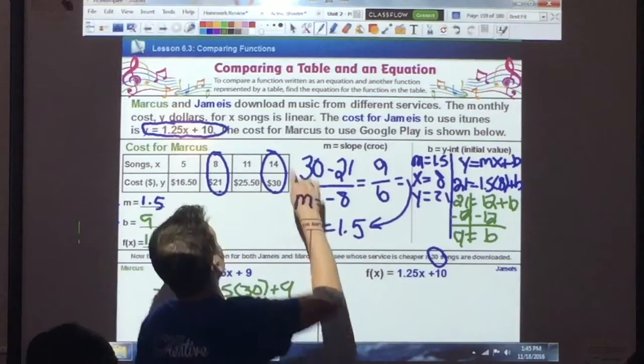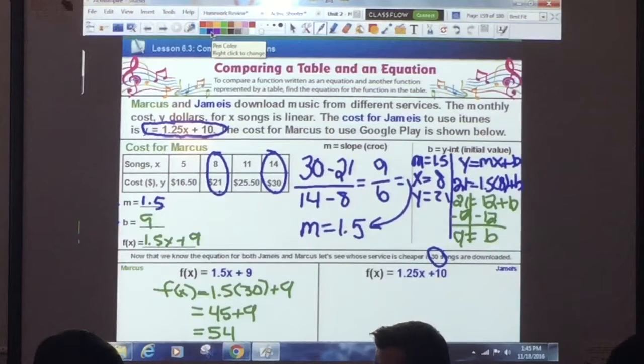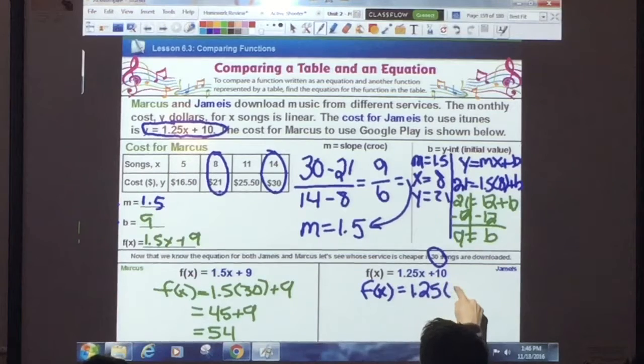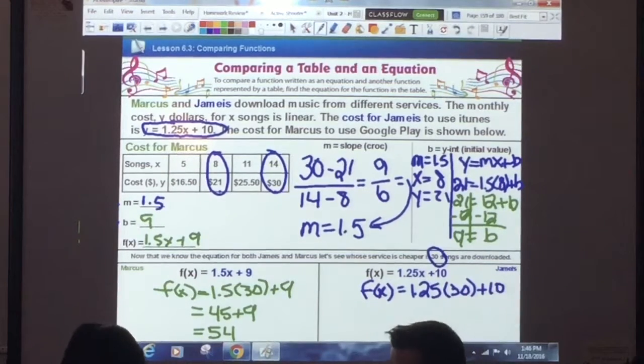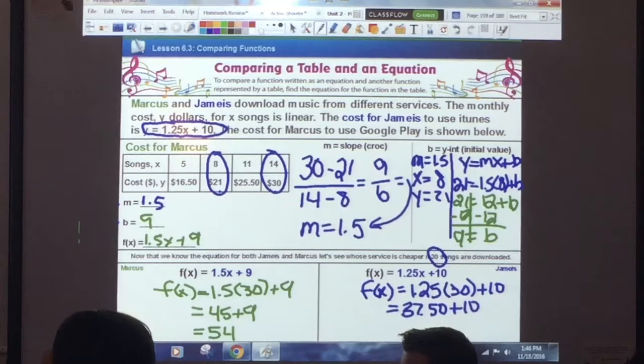Okay, now that we know Marcus's cost, we have to go in and find Jamie's cost. So I now do the same exact thing that I did here to this function. I take 30, I substitute it in for X, and I'm going to have f of X is equal to 1.25 times 30 plus 10. When I do the multiplication, I get 37.50 plus 10. I remember to add or subtract. I always do. Don't ever forget. Multiplying is just the first part. Then whatever this is, you must add or subtract it. That's addition. So I add it together. I end up with $47.50.